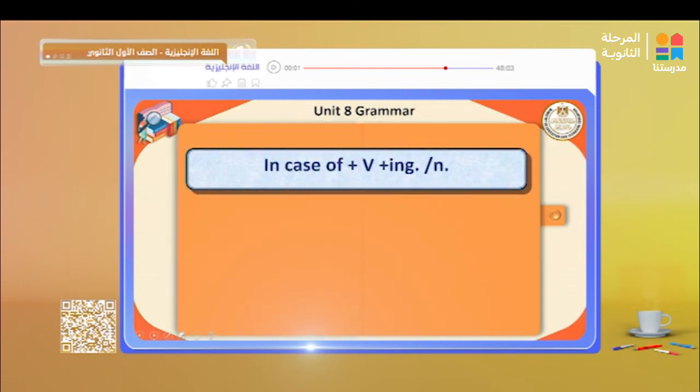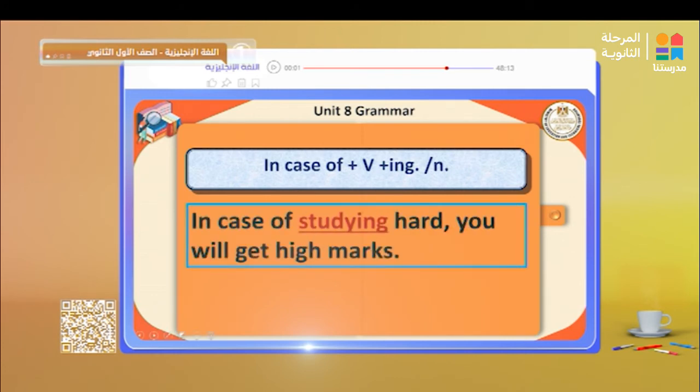Another important note is the word in case of. Do you know this word in case of? In case of is followed by verb plus ing or noun. So instead of saying if you study you will succeed, you can say in case of studying you will get high marks, you will succeed.